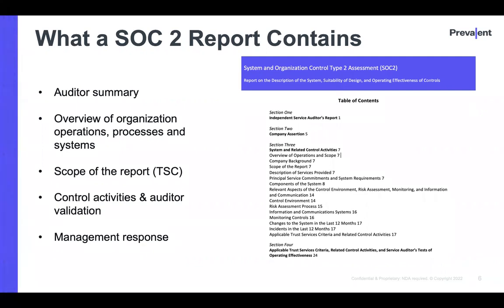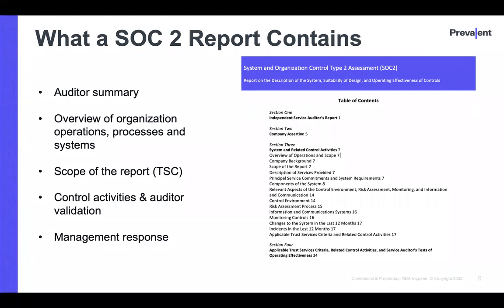So on the left-hand side of the screen, you should see 5 bullets: the auditor summary, an overview of organizational operations, processes, and systems, scope of the report and the trust service criteria, control activities and auditor validation, and management response. On the right-hand side, we have a sample table of contents showing some of the pertinent areas that we'll see in a SOC 2 Type 2 report.